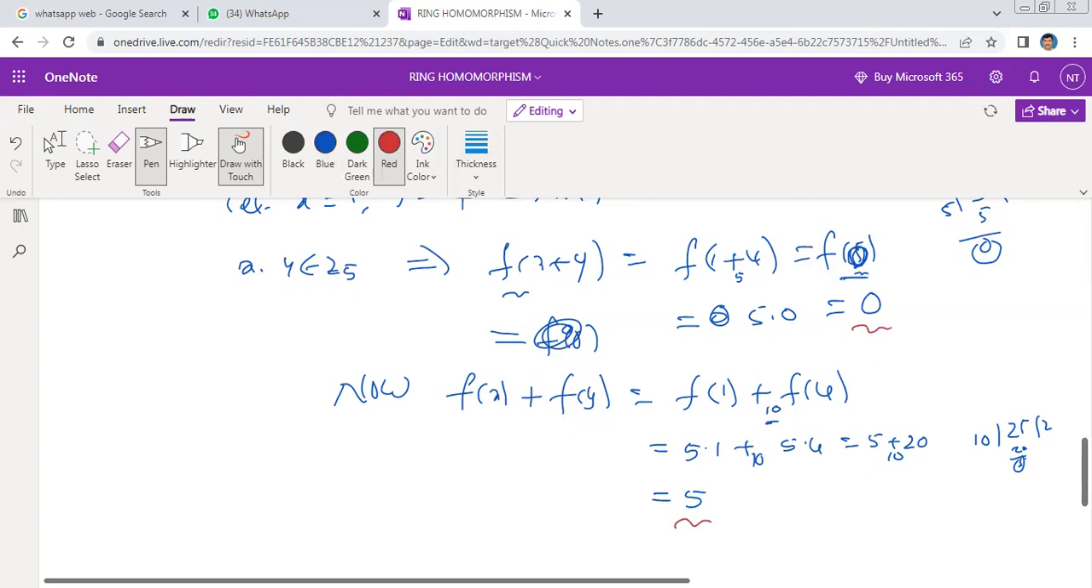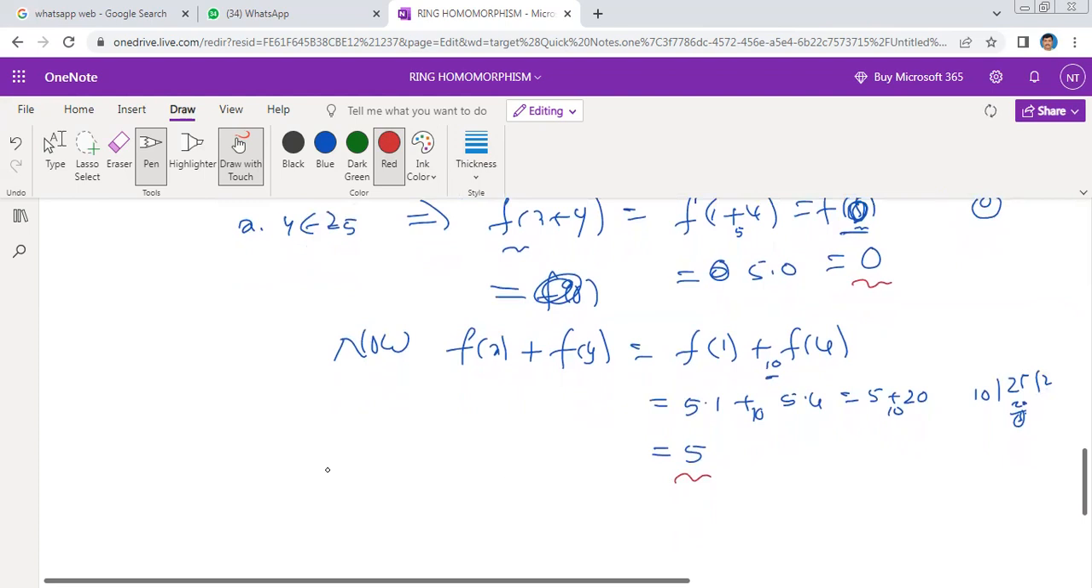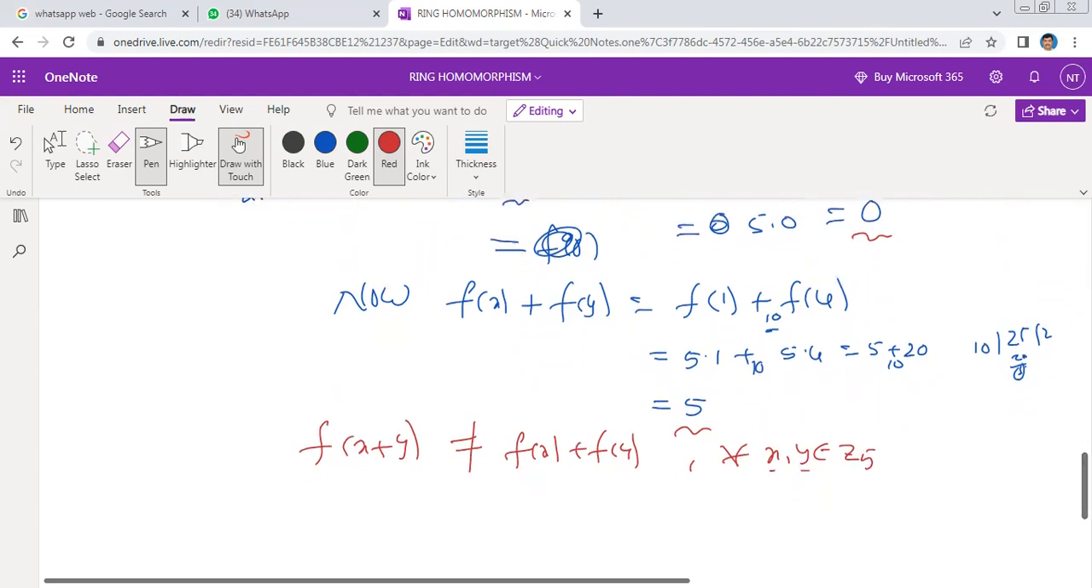Is it equal? No. f of x plus y is not equal to f of x plus f of y. The first condition of ring homomorphism is not satisfied for every x, y belonging to Z5. It fails for a few elements, 1 and 4. Therefore f is not a ring homomorphism.